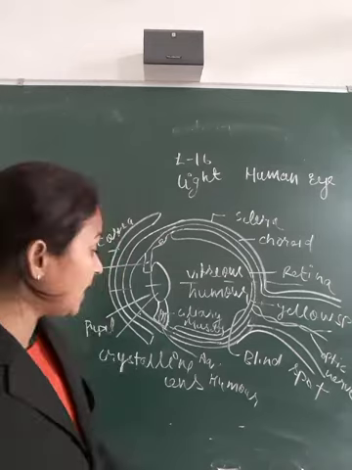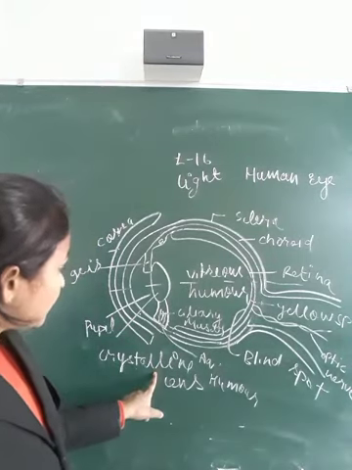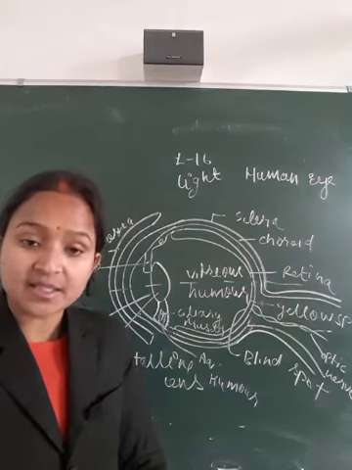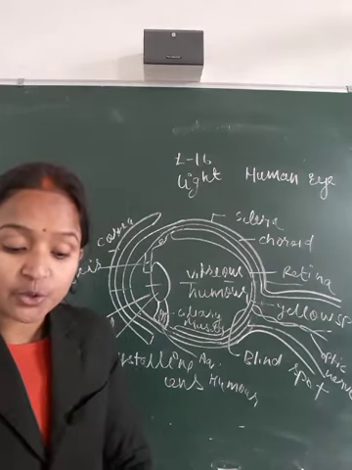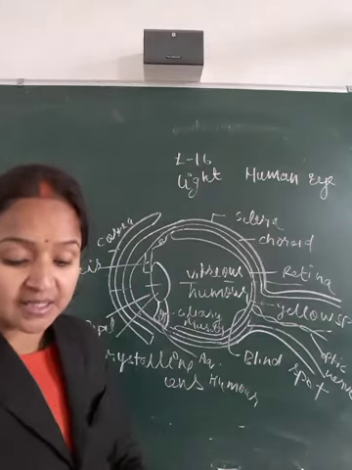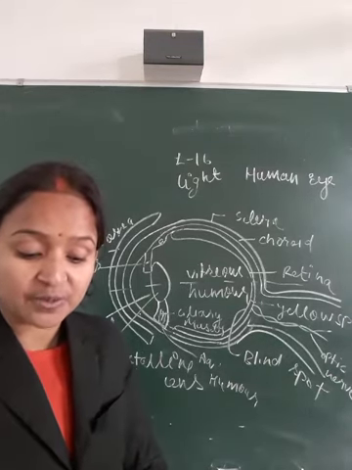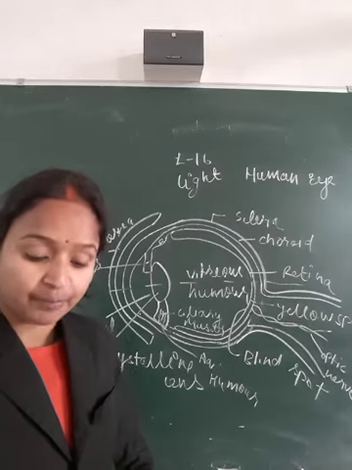Next one is the crystalline lens. Here you can see that crystalline lens. It is a double convex lens and it is made of transparent tissue and it is held by ciliary muscles. And what is its function? Its function is to focus the image of different objects clearly on the retina.